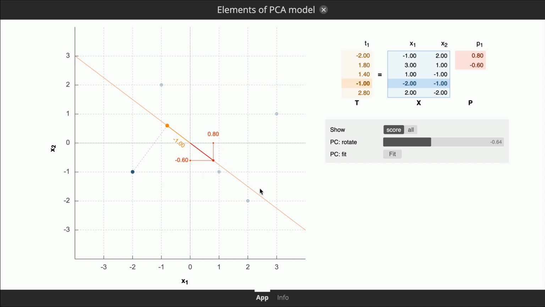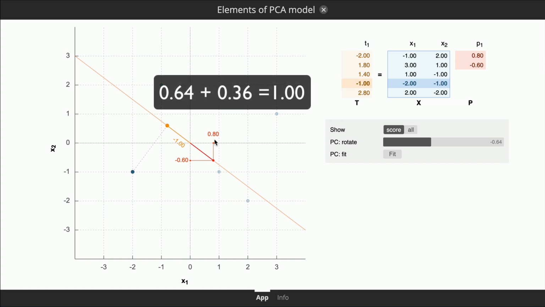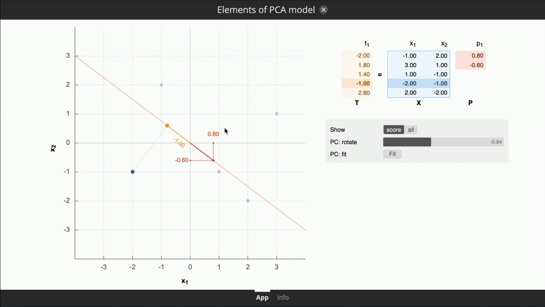The orientation of this latent variable is defined by the loading vector. So this red line is the loading vector. And you can see that the coordinates of the loading vector are 0.8 and -0.6. You can also see it here. And you can clearly see that it's a unit vector, because 0.8 squared is 0.64, and -0.6 squared is 0.36. Together it is 1, and the square root of 1 is 1, right?